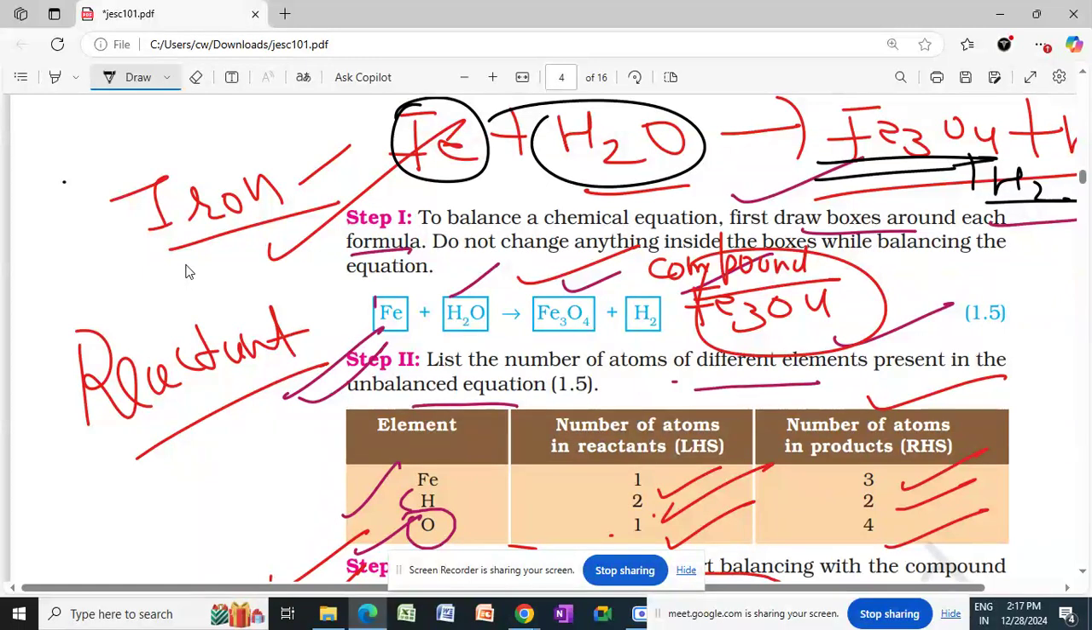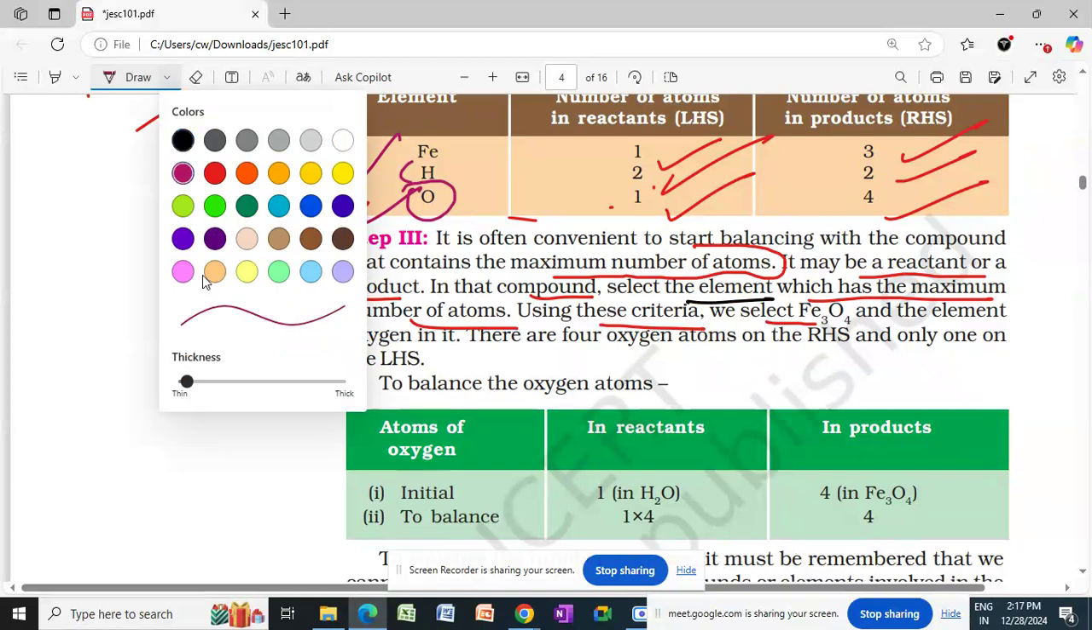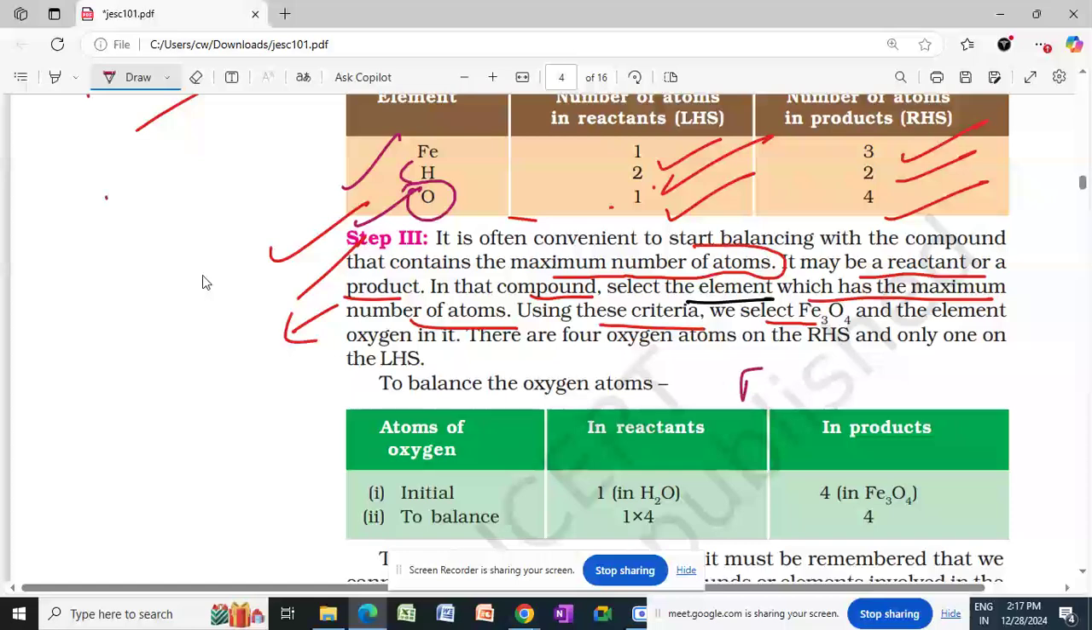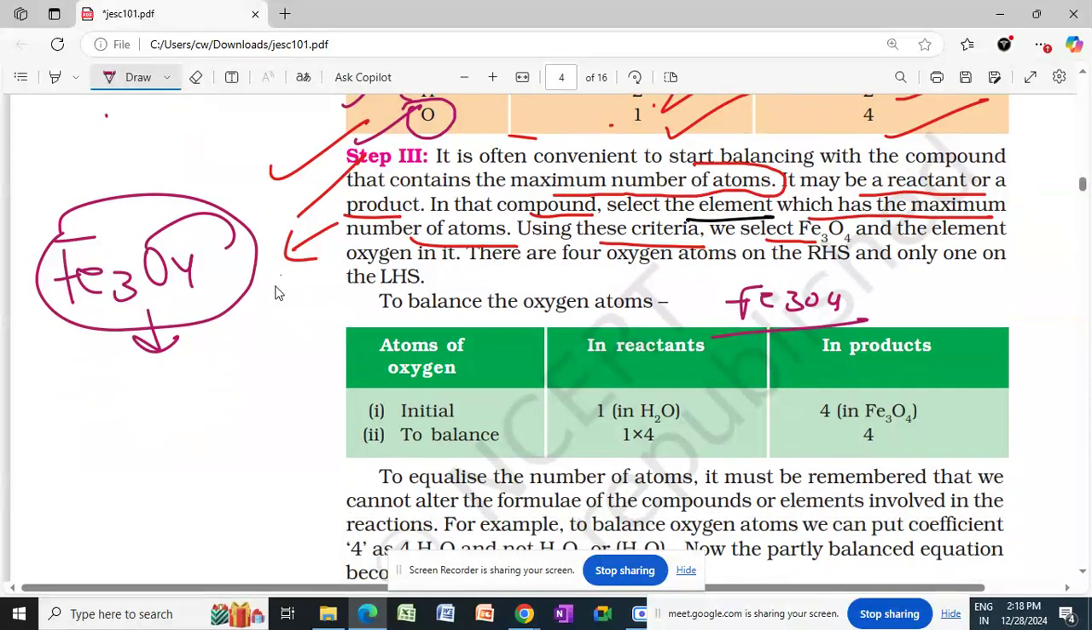After that I have to list the number of atoms of every element. And then next I have to select the element which has the maximum number of atoms. So using these criteria, which compound did we select? Fe3O4. And in this compound, the element is oxygen. So there are four oxygen atoms on the right hand side.